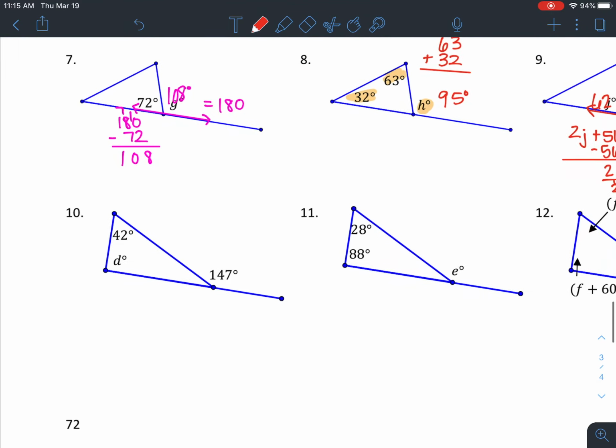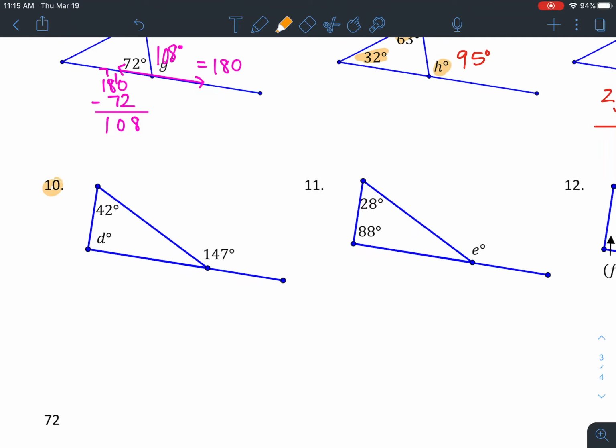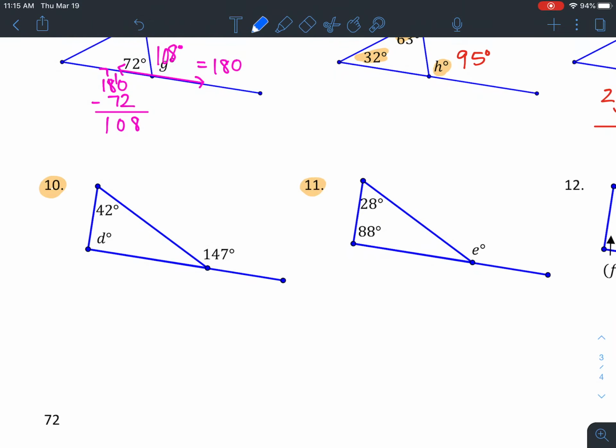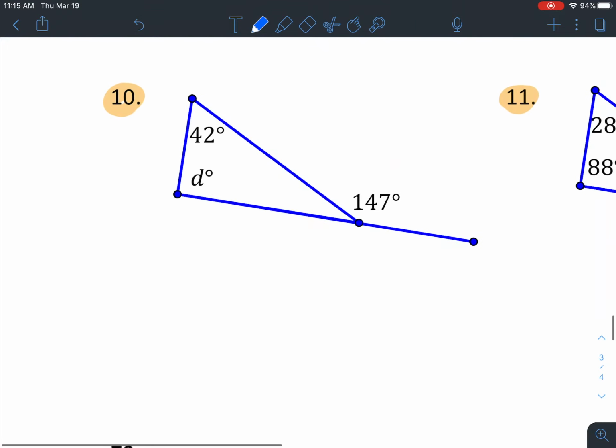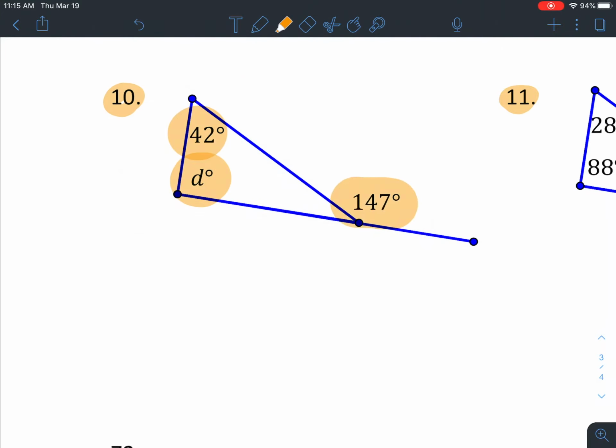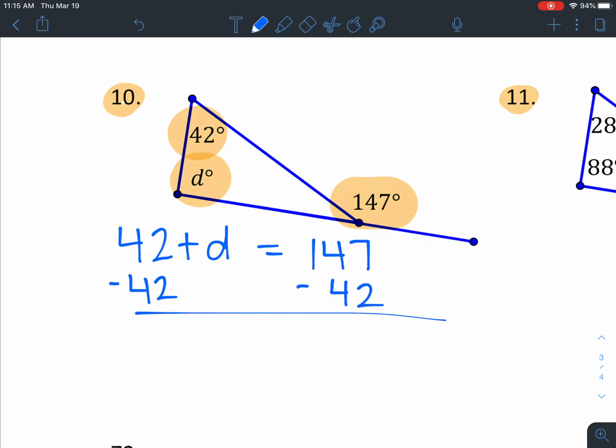All right, go ahead and try number 10 and 11 on your own. So press pause, and when you're ready, press play to check your answers. For number 10, the two opposite angles equal that. So for this one, it means 42 plus angle D equals 147. So to solve this one, you should have been doing 147 minus 42. So angle D should be 105.